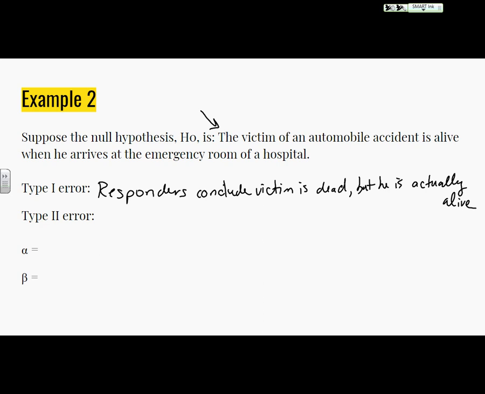I guess it's a good word to have in here, a lot. That's not good. I don't want to be in an automobile crash and then they say, oh well, he's dead, but I'm really alive. So we don't like type 1 error on this. We've got to be super careful with it.